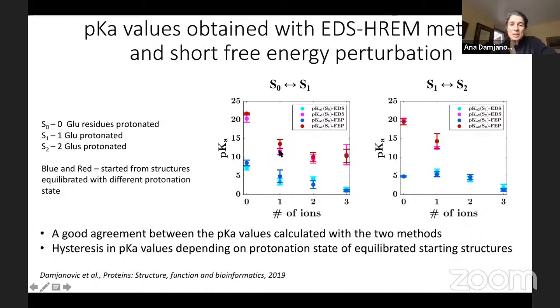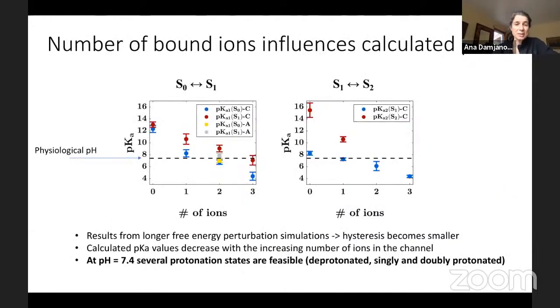And then we noticed that there is a dependence of the pK values on the number of ions in the channel. So we have this for the S0 to S1 transition, and then for the S1 to S2 transition. Free energy perturbation was actually much faster than our EDS, so we decided to continue with free energy perturbation. We were able to run them longer, and this is what the results look like after, I think, 10 nanoseconds of simulation.